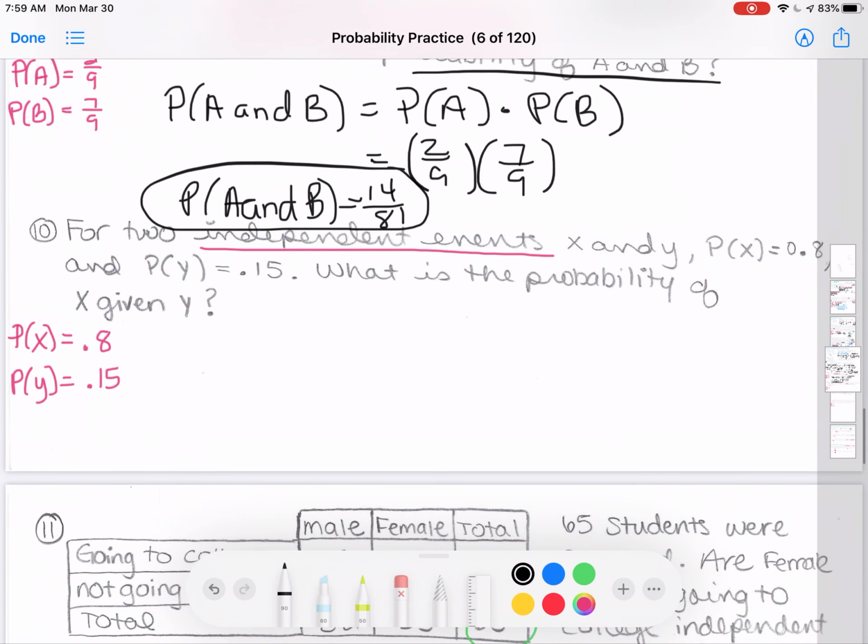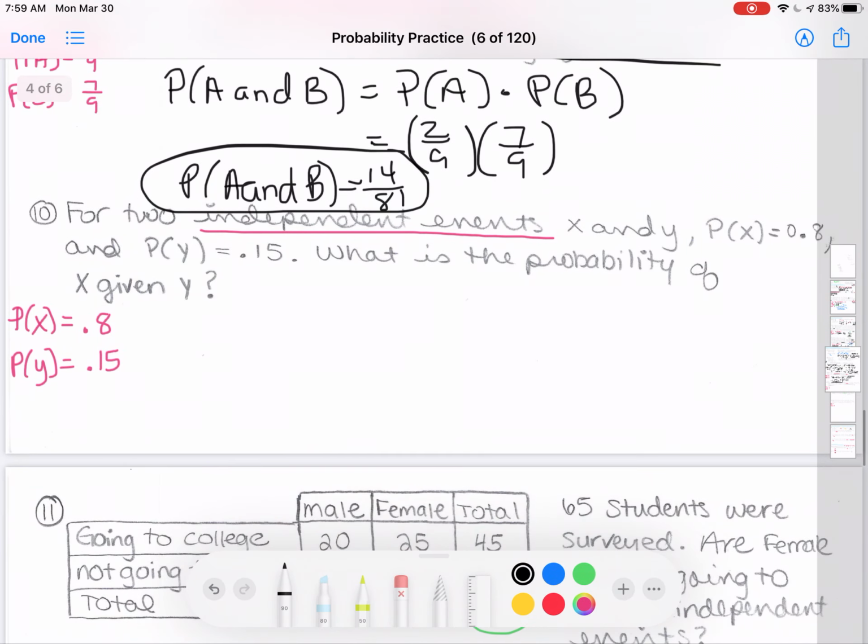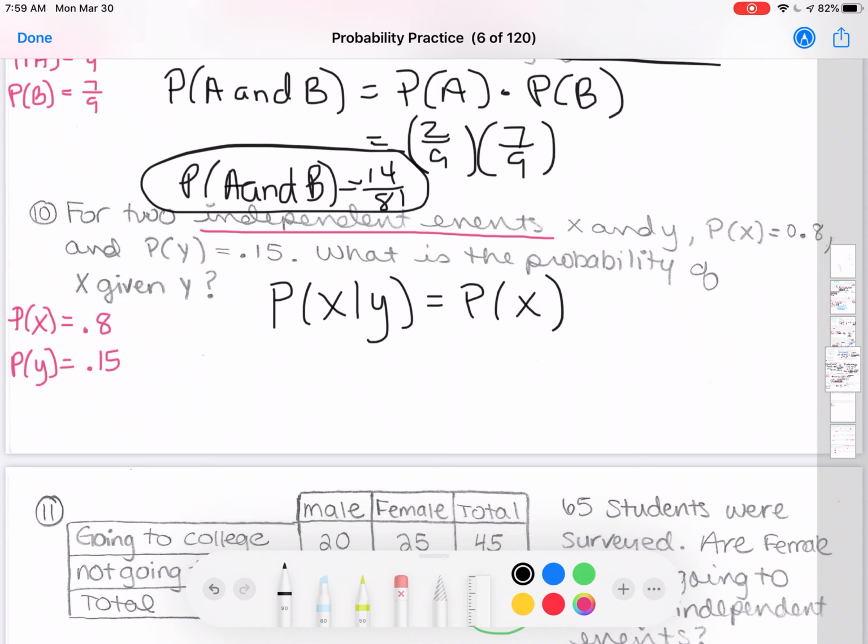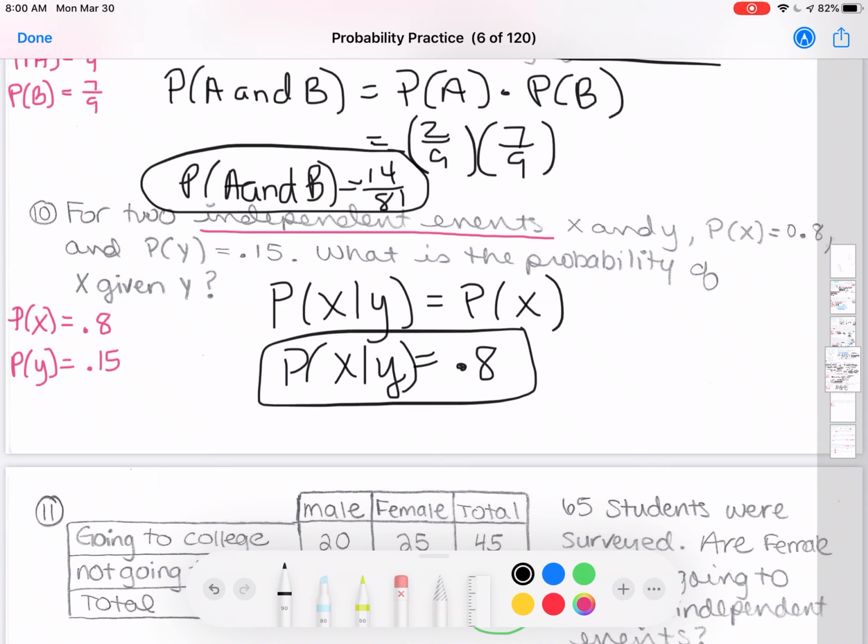And then this one does the same thing. It tells you that they're independent, right? But now I want to know what's the probability of x given y. Well, that means that the probability of x given y is definitely going to be equal to the probability of x because it's a true sentence. I'm telling you they're independent. So the probability of x given y is equal to 0.8. There's no work. Okay, so those are definitely like different types of questions.